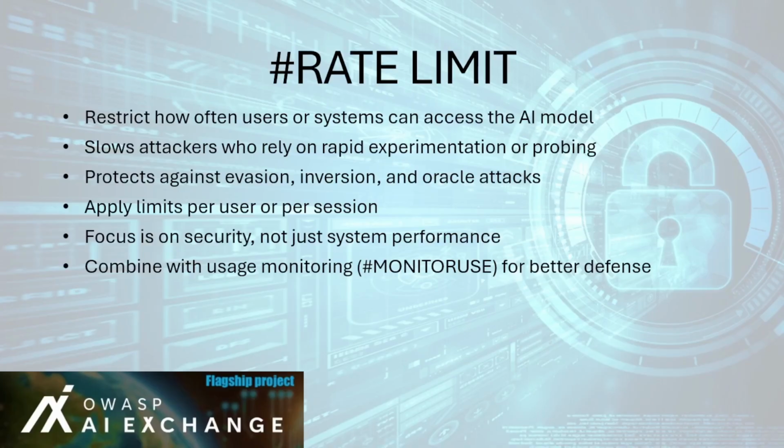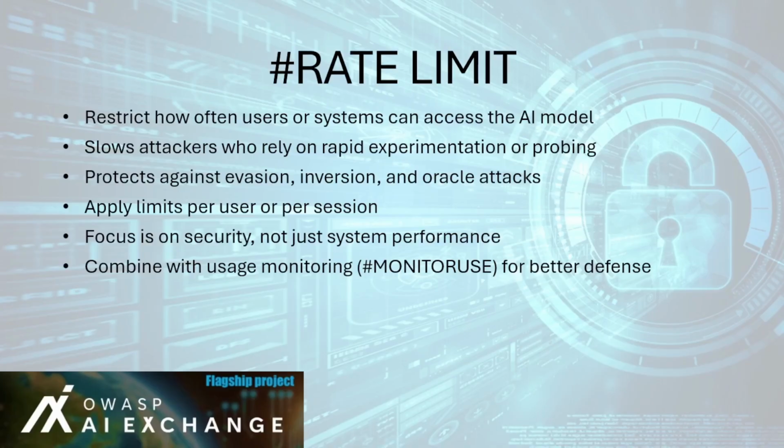Implementation tips are as follows. 1. Set rate limits per user, API key, or IP address to prevent abuse. 2. Use dynamic thresholds that adapt based on user trust level or time of day. 3. Integrate with logging and anomaly detection to flag users who repeatedly hit limits, covered under the #monitor use control. And 4. Combine with input validation and response monitoring to detect slow, low-frequency attacks that may bypass rate controls.